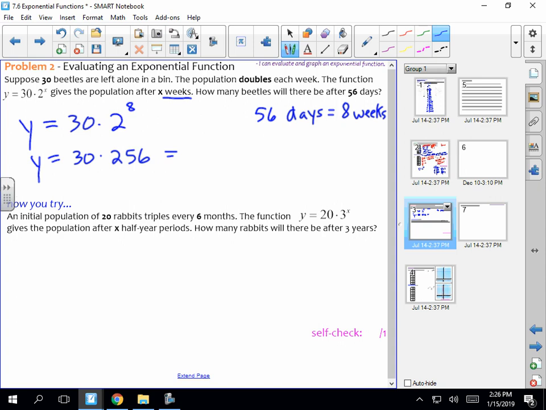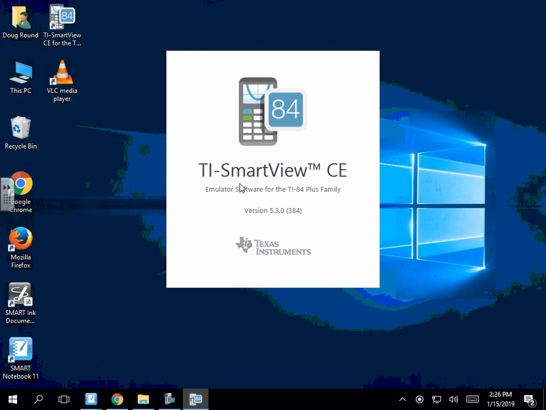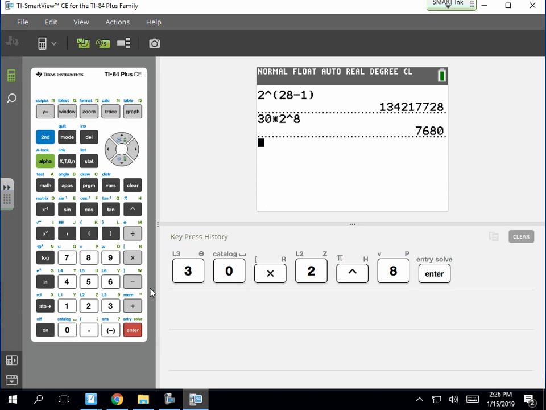Actually, if you type it into your calculator in that order, it will know to do the 2 to the 8th first and multiply by 30. Well, let's try it. On your calculator, you would type in 30 times 2 to the 8th. You've got to make sure that it doesn't do the 30 times 2 first. I think it should give 256. Yeah, it did. So it's fine.